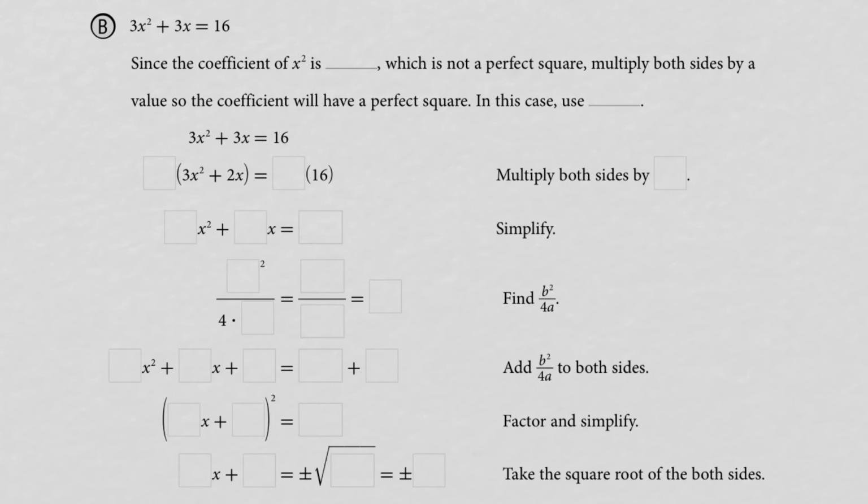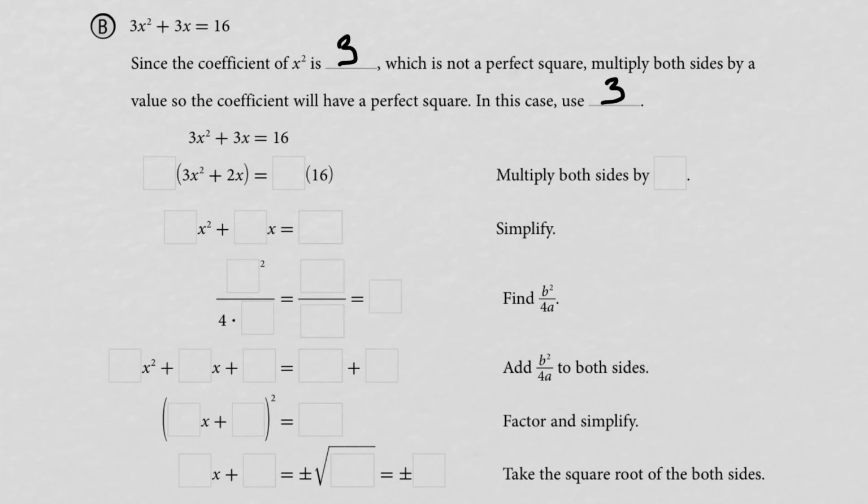Okay, so now look at this one. Part B, 3x squared plus 3x equals 16. Once again, the first coefficient, the first a term, is not a perfect square. Since the coefficient of x squared is 3, which is not a perfect square, we're going to multiply both sides by a value so that it will be a perfect square. So what can I multiply by? In this case, the only thing I can think of is 3, right? If you multiply by 3, you get 9.